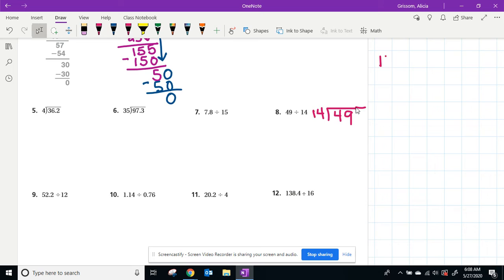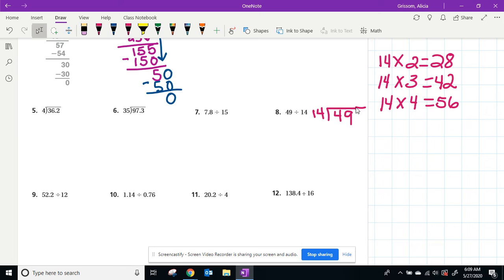Well, the easiest way to do that is to start with your calculation. We know when we double 14, we get 28. That's not large enough. Let's try multiplying by 3 and we get 42. Well, that's sort of close. So let's see what we get if we multiply 14 by 4. We get 56. So multiplying by 4 is too large. 56 is larger than 49. But when we multiply 14 by 3, we get 42, and that's pretty close to 49.